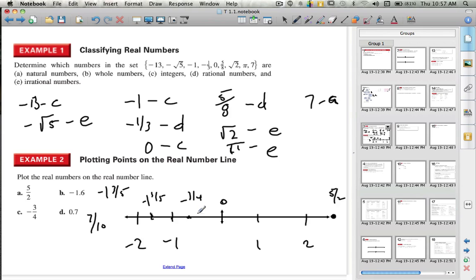And all this stuff should be super, super familiar to you. And 7/10 would be right about there, 0.7. Right? So this was also -1.6. So one method, one strategy to help you in putting them in order is put them all in the same form. You may or may not need that. Depends on how close to each other they are.